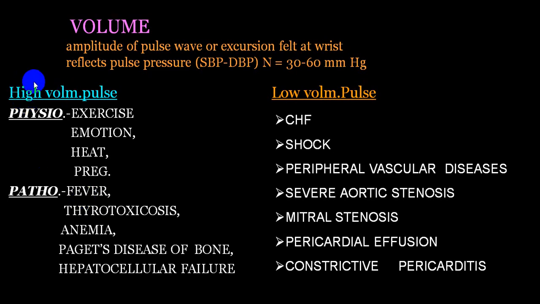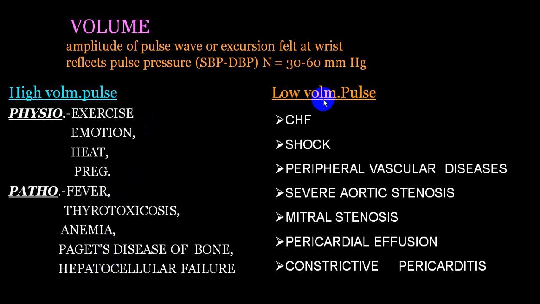Now some examples of a large volume pulse or high volume pulse, which can be physiological after heavy exercise, anxiety, exposure to heat, and during pregnancy also it will be a large volume pulse. As well as pathological, we consider high grade fever, thyrotoxicosis, anemia, Paget disease, hepatocellular failure, and I'll put one more, that is aortic regurgitation.